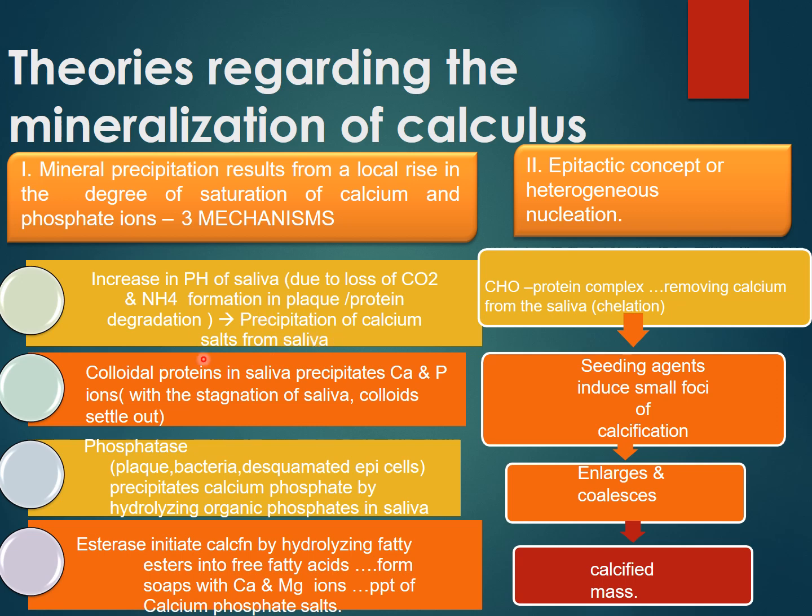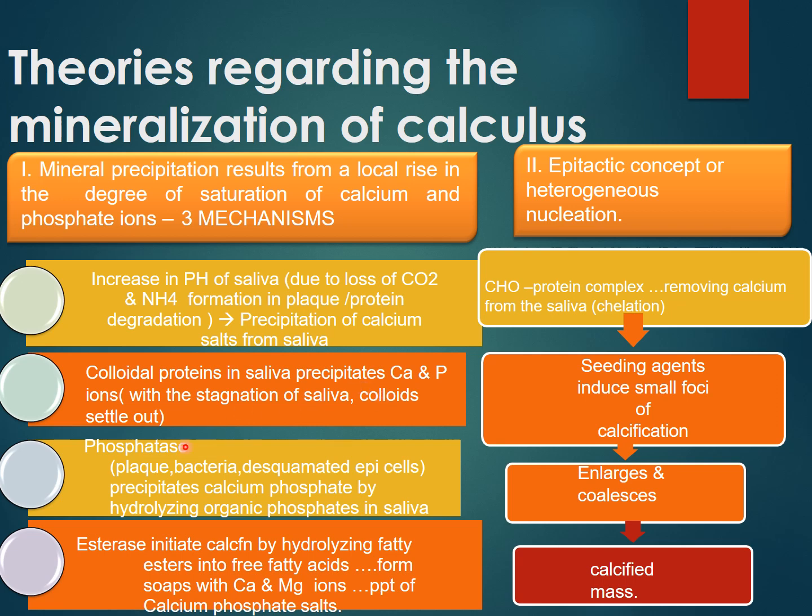The second one is that colloidal proteins in saliva precipitate the calcium and phosphate ions, which happens with the stagnation of saliva, and also when the colloidal proteins settle out. That leads to the precipitation of calcium and phosphate ions.